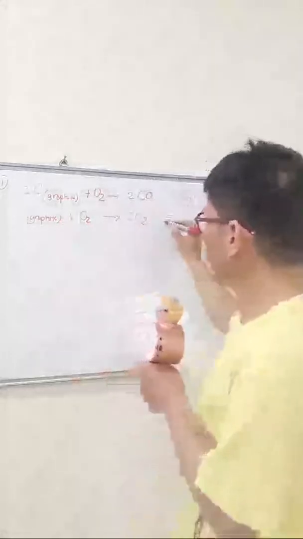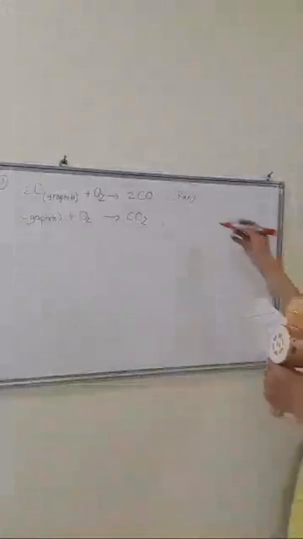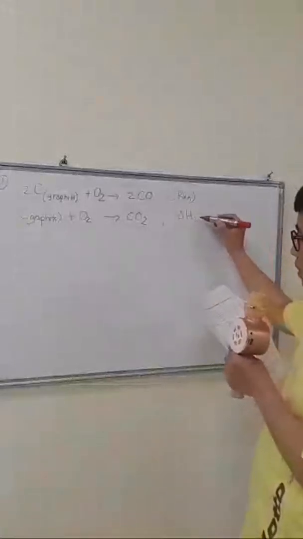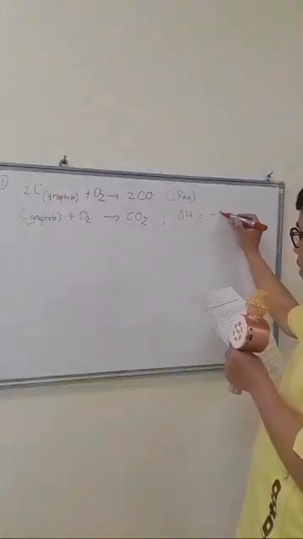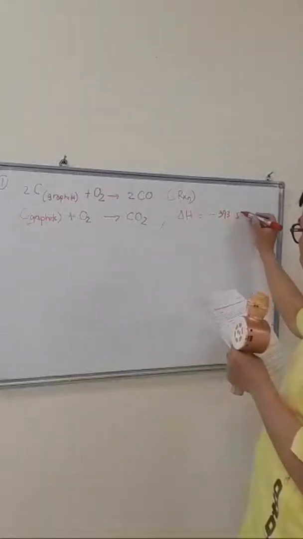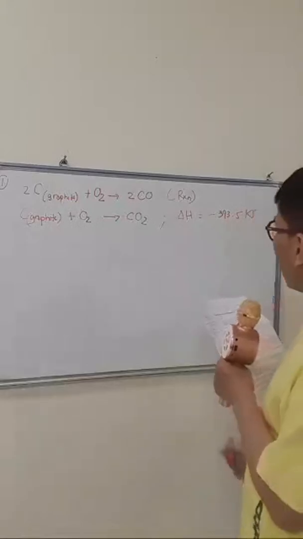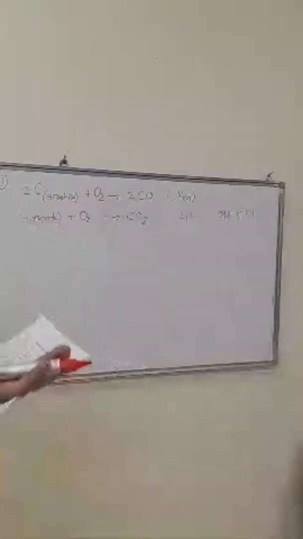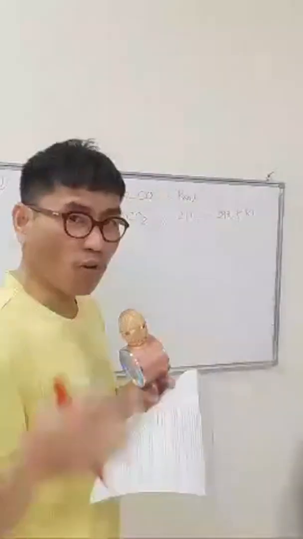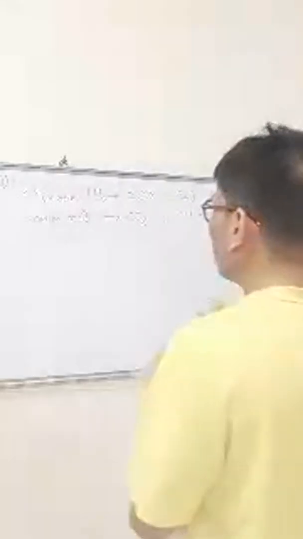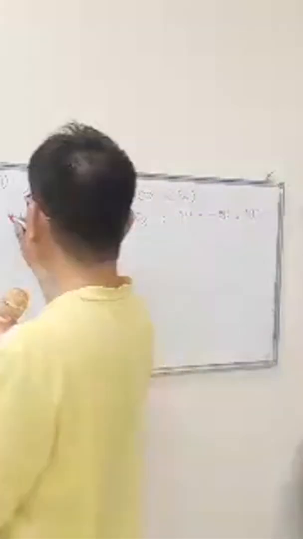And then we have the delta heat of formation of the reaction. Delta H is equal to negative 393.5 kilojoules. Take note, it's kilojoules. There's no unit in the denominator, and there's also no kilojoules per mole or kilojoules per gram. Take note, it's very clear. So no unit in that. This is equation 1.